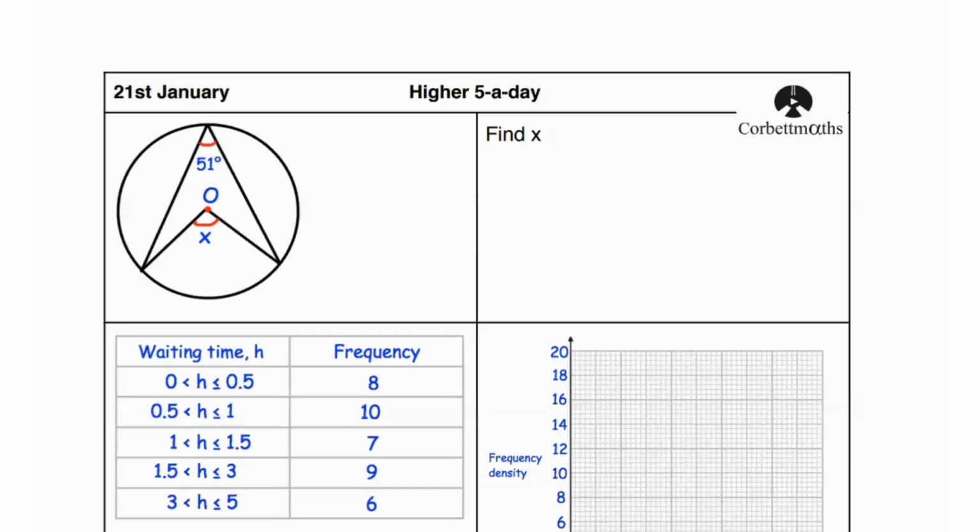First question says find the value of x. So this is one of the circle theorems where when you have an angle at the circumference and an angle at the center, and both angles are coming out of the same chord, that means the angle at the center is twice that of the angle at the circumference, which means x is going to be twice of 51, which is going to be 102 degrees.